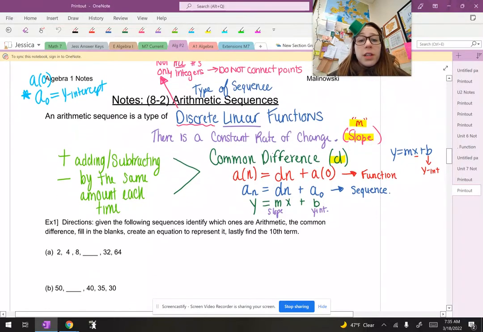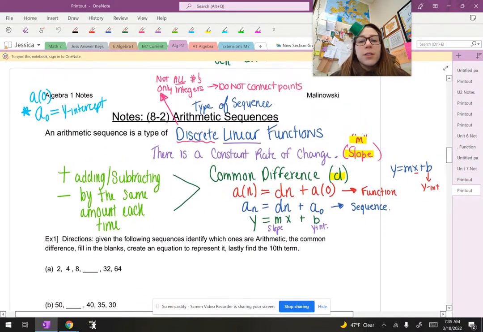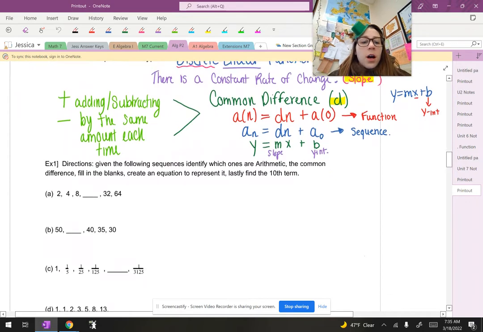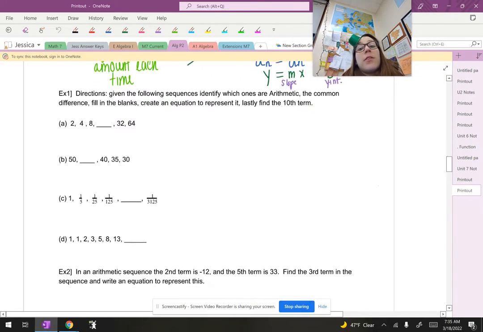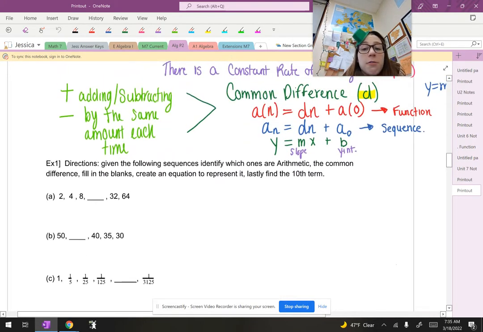Okay, so here we are looking at Algebra 8-2, arithmetic sequences. So here we are to identify which sequences are arithmetic, find the common difference, fill in the blanks, create an equation, and find the 10th term. Woof. A lot of stuff.